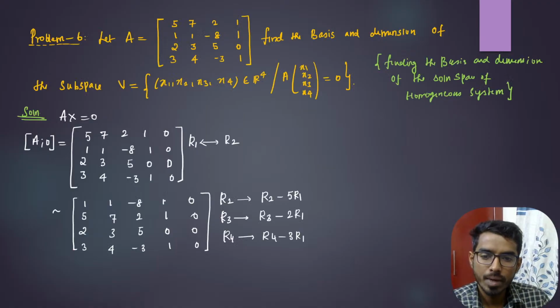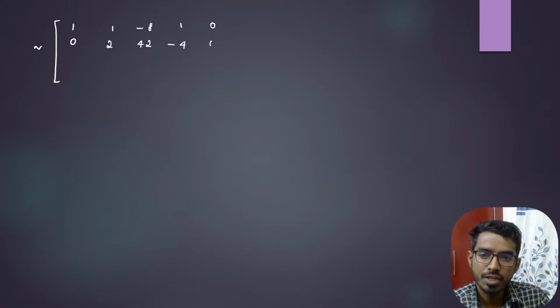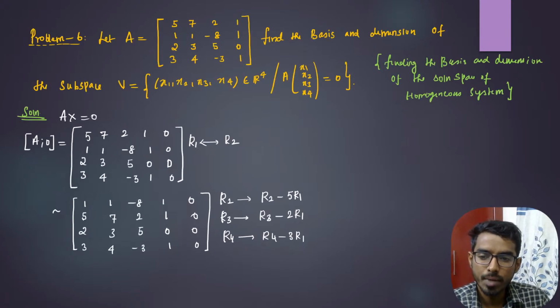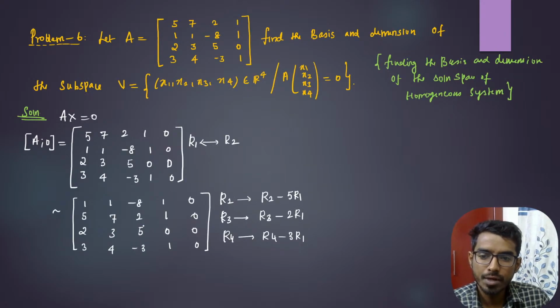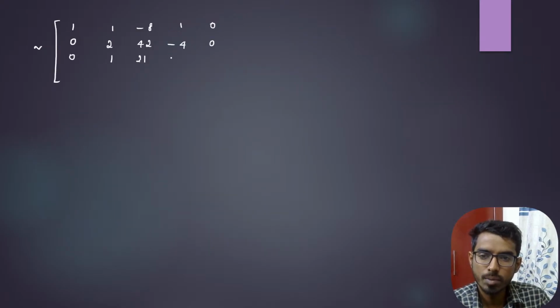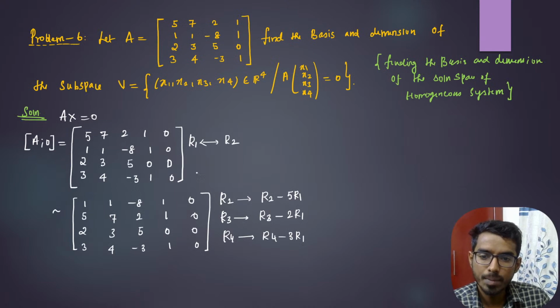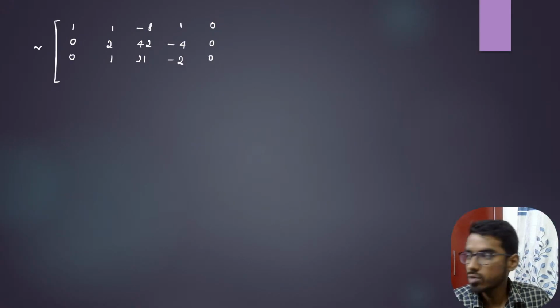Now 1 minus 5, so 1 minus 5 is minus 4, this will be 0. You multiply 2 and then you subtract. So 3 minus 2 is 1. You multiply 2 and then you subtract. So 5 plus 16, so 5 plus 16 is 21. You multiply 2 and then you subtract, so it will be minus 2. You multiply 2 and then you subtract, so this will be 0.